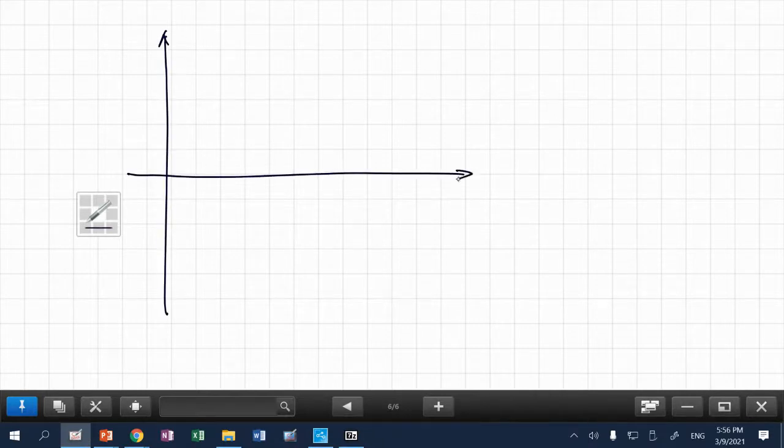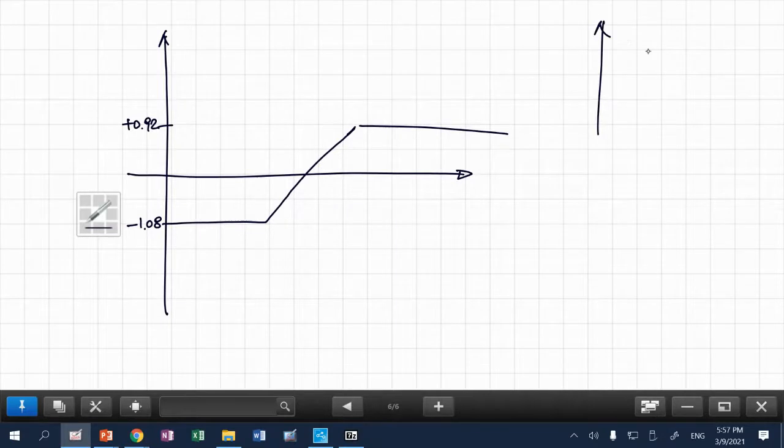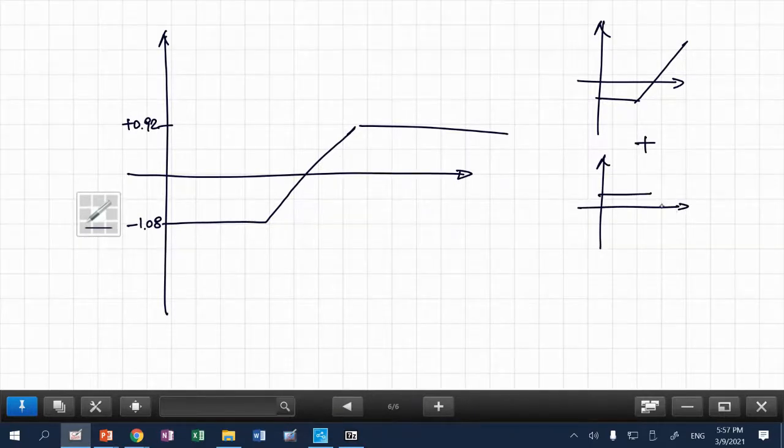Let me add another intuition which hopefully should help. If it doesn't, you can forget about my next 3 minutes and just get back to the table we saw earlier. So this is the P&L of the bull spread at maturity that we had before: minus 1.08 plus 0.92, okay? And this was coming up by summing the P&L at maturity of the long call plus the P&L at maturity of the short call.